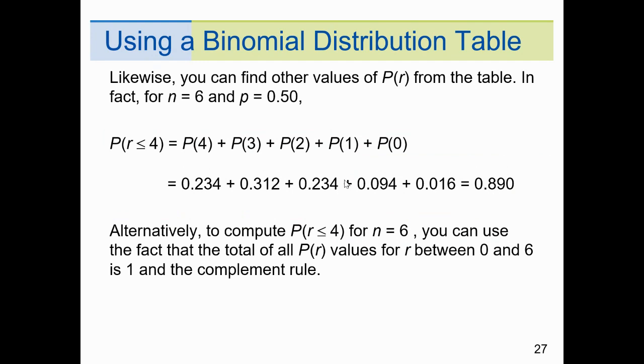Likewise, you can find other values of probability of R from the table. In fact, for N equals 6 and P equals 0.50, these are the appropriate values, either using the formula or going to the back of the textbook. There's a probability of all 4 right, 3 right, 2 right, and 1 right, or none right. Now, adding those up, it's tedious. It takes a long time.